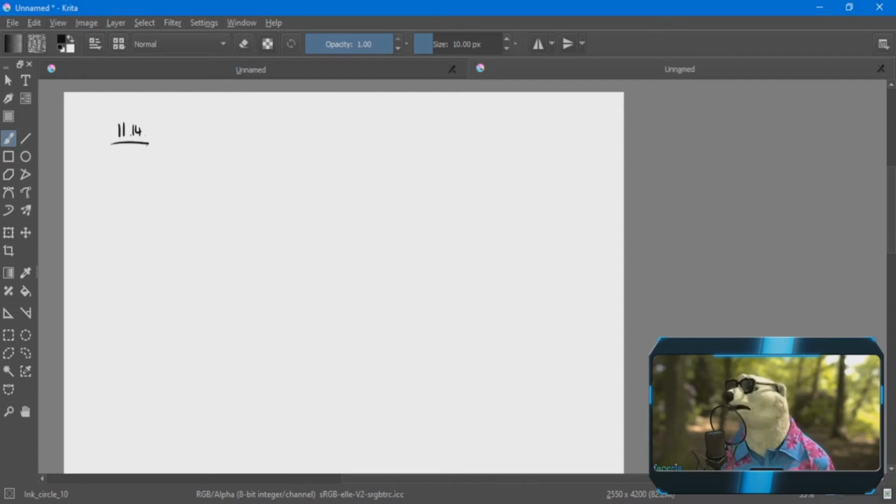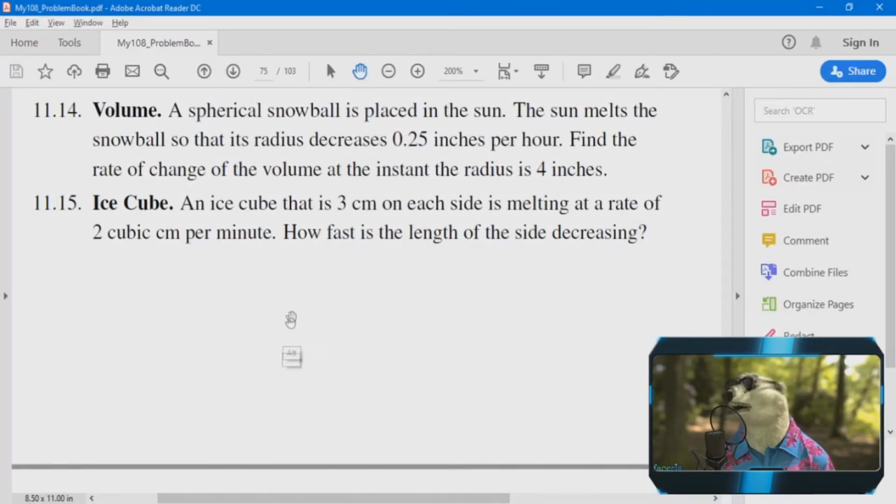All right. It's another volume one. A spherical snowball is placed in the sun. The sun melts the snowball so that its radius decreases at 0.25 inches per hour. Find the rate of change of the volume at the instant the radius is 4 inches. Now this one is simpler than the cone we saw before, but it's just highlighting another volume formula we need to know. So I have a sphere and its volume is changing, so let's draw a picture and set that up.